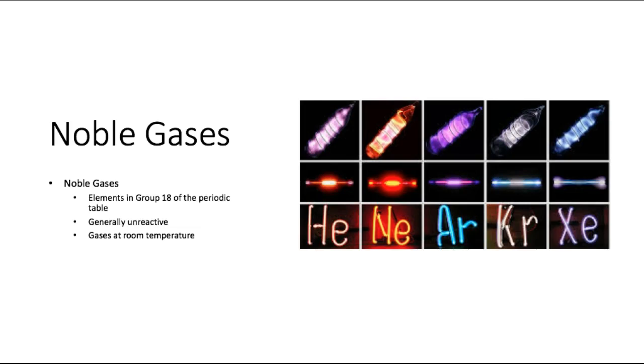So, in conclusion, your periodic table is separated into three main groups: the metals, the nonmetals, and the metalloids. And also, the final group is called the noble gases, and that is in column 18 or column 8A.